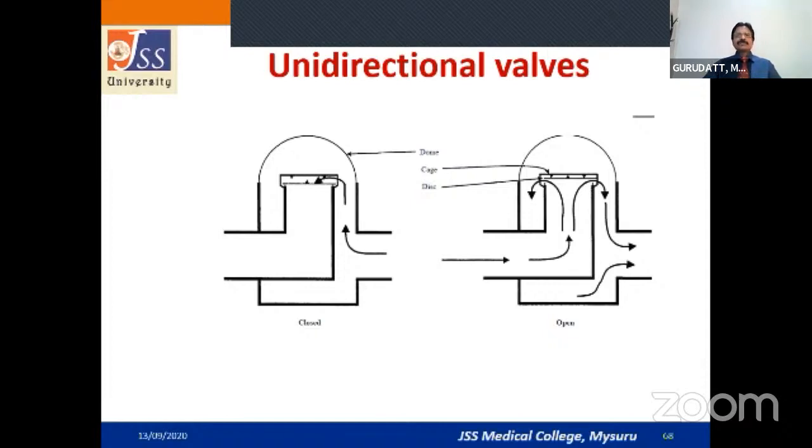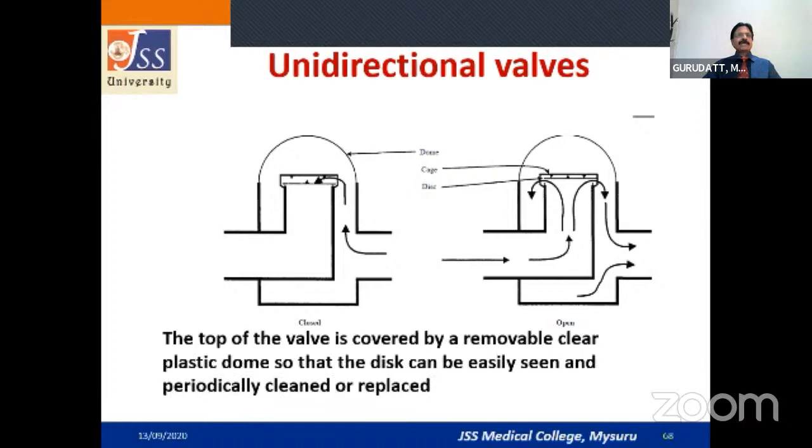As the gases move through the inner chamber, they lift the disc, and the gases move to the outer chamber and move either towards the patient, if it is an inspiratory unidirectional valve, or away from the patient if it is an expiratory unidirectional valve. And the top of the valve is covered by a removable clear plastic dome, so that the disc can be easily seen and also periodically cleaned or replaced.